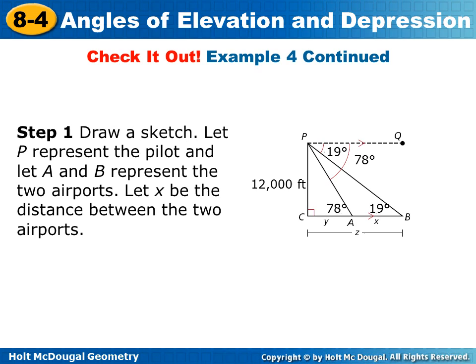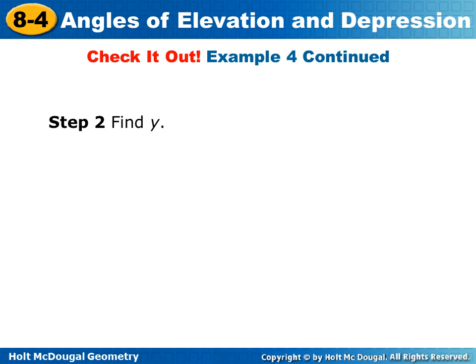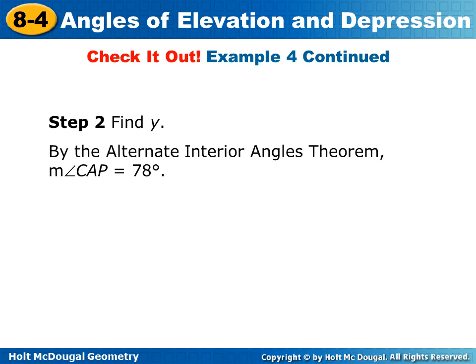So here's our sketch where the angle of depression is 78 and the angle of 19 for the other. In our sketch we have P being the pilot and A, B are the two airports. X is the distance between the two, Y is between the spot directly under the pilot and the first airport, and Z is the whole distance. So now we need to find y.